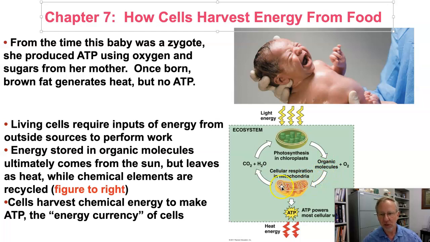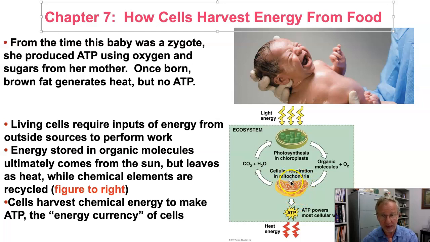And those food molecules are processed mostly in our mitochondria. Our mitochondria extract energy from the food molecules to make ATP, that common energy currency of cells. And that process is called cellular respiration. And so that's what you're learning about in this chapter, the details of cellular respiration.